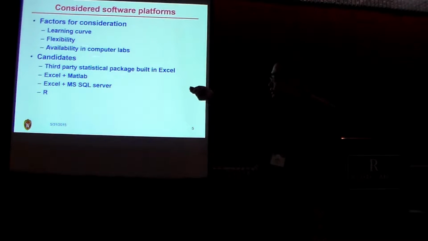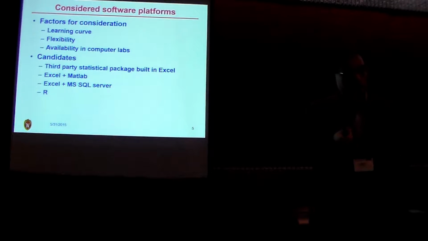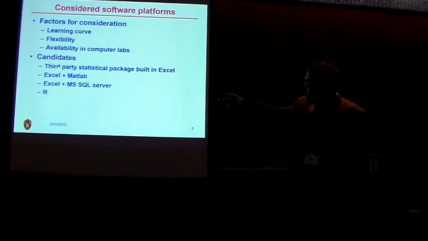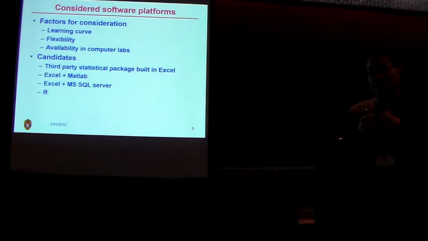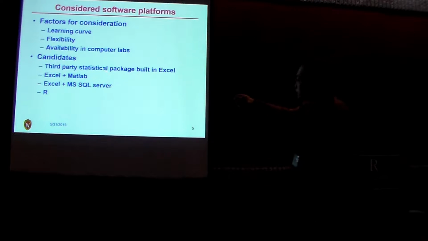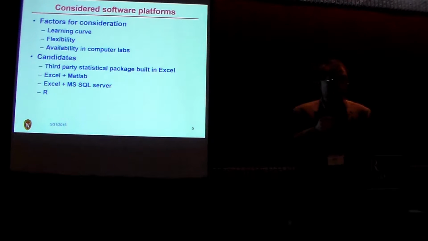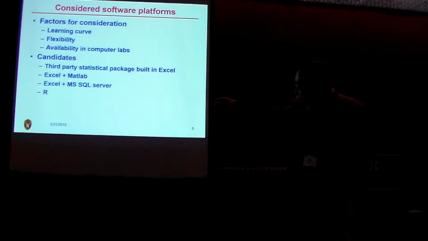The third one is kind of a hard rule: availability in computer labs. For example, at the beginning, I wanted to use a third-party statistical package built into Excel. Essentially it's an add-on in Excel, but it's pretty powerful and can implement all sorts of data analysis algorithms, but we cannot install it in our computer lab. So I have to skip it. And this one is available in our computer lab.